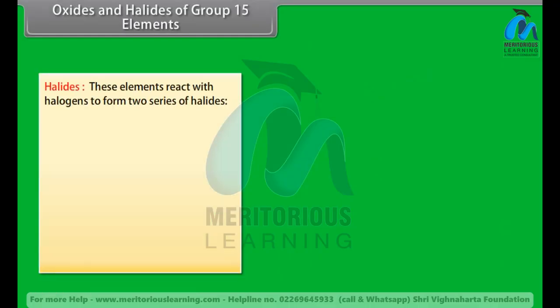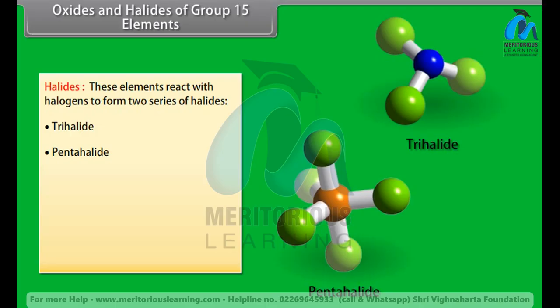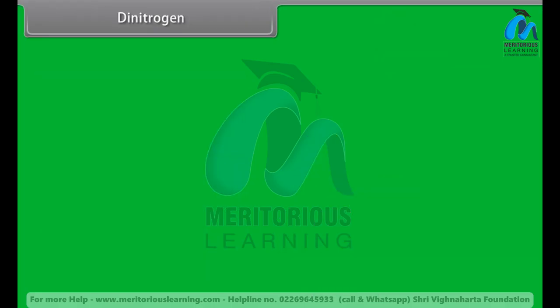Halides. These elements react with halogens to form 2 series of halides: trihalide and pentahalide. Trihalides of these elements except those of nitrogen are stable. Nitrogen does not form pentahalide due to the absence of d orbitals in its valence shell. Pentahalides are more covalent than trihalides.